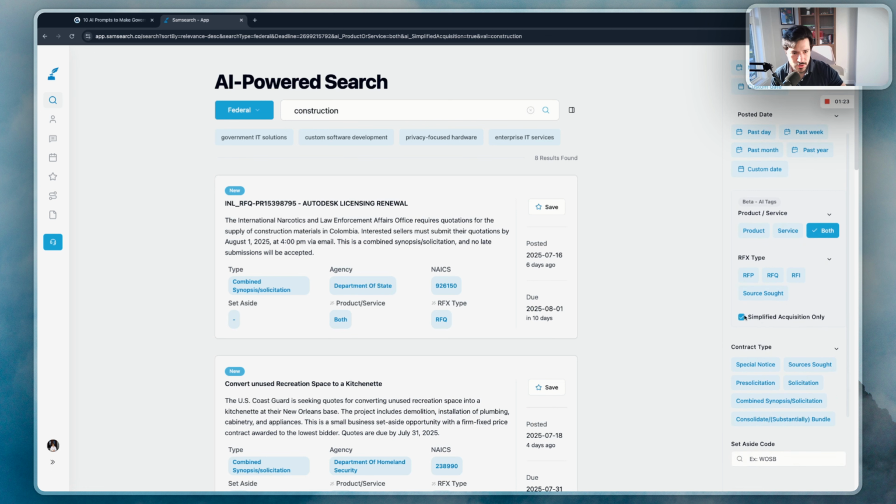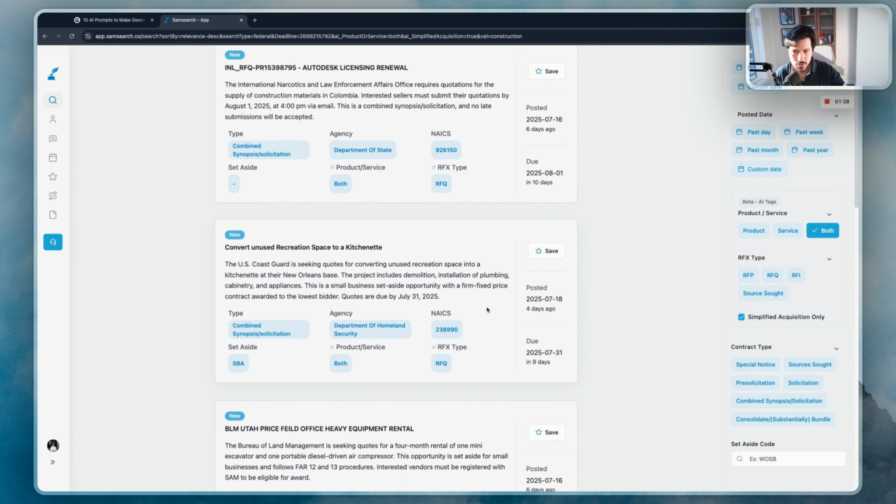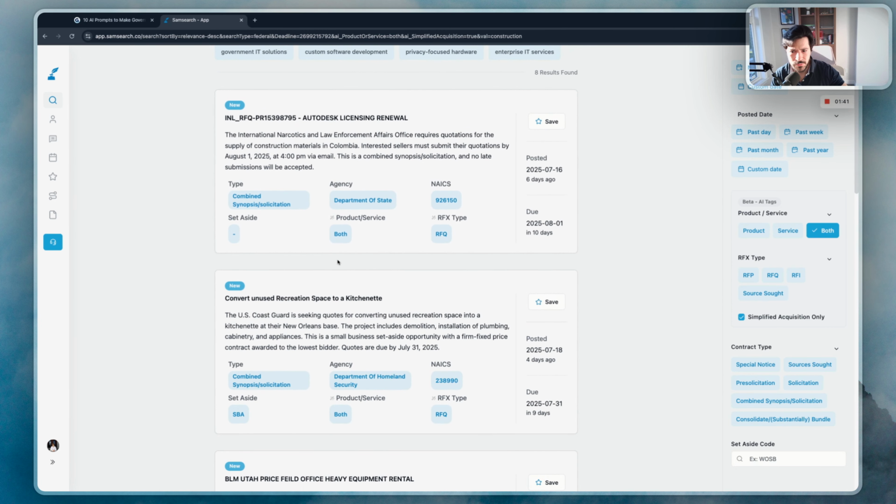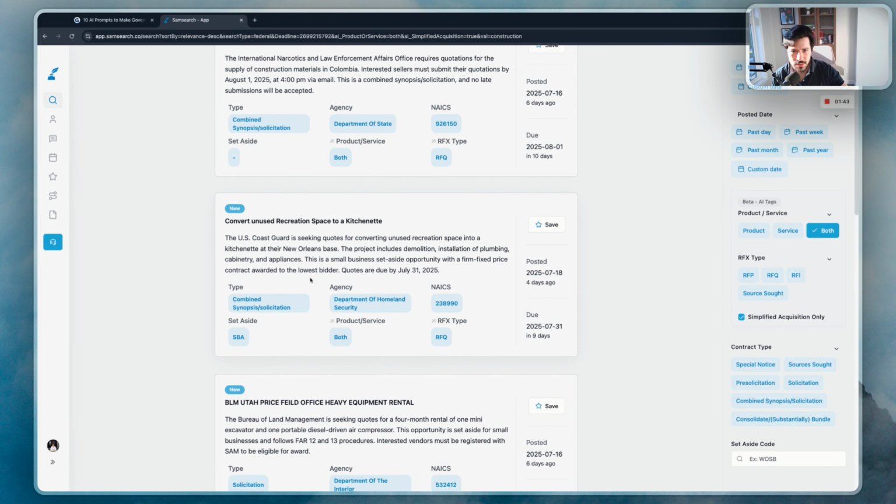Then I'm also filtering using another AI tag, which is simplified acquisition only. I only want contracts that are under $50,000 because these are more small business friendly and I have better odds of winning them. With these filters, I was able to get a lot of federal contracts, and a lot of them are new. And this one intrigued my curiosity because it's about converting unused recreation space to a kitchenette.